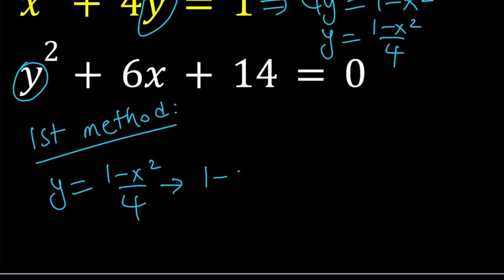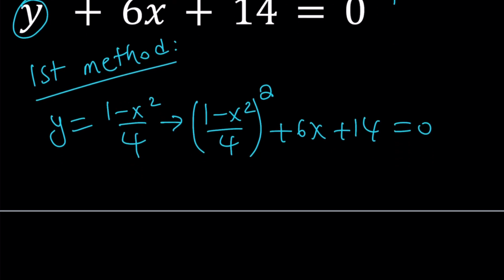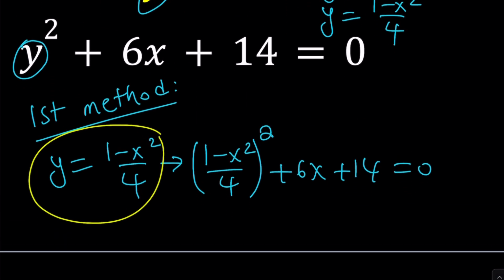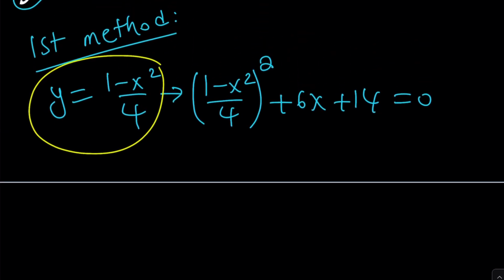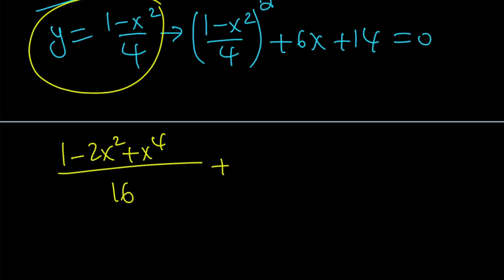Let's do it. ((1 minus x squared) divided by 4) squared, plus 6x plus 14 equals 0. So what did I do? I used substitution to get rid of one of the variables, and I ended up with a single variable x. Once I solve for x, I can go back and substitute in this equation to find y. I could also use one of these equations, it wouldn't matter, but this one seems easier. So now you have the square of (1 minus x squared), so let's go ahead and expand it. That is going to be (1 minus 2x squared plus x to the fourth) divided by 16 plus 6x plus 14 is equal to 0.